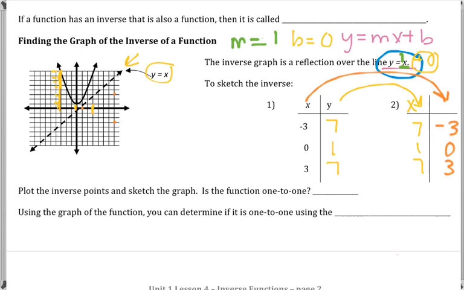Catch up with us here. All right, you need to write down this one. Okay. And then we're going to graph.